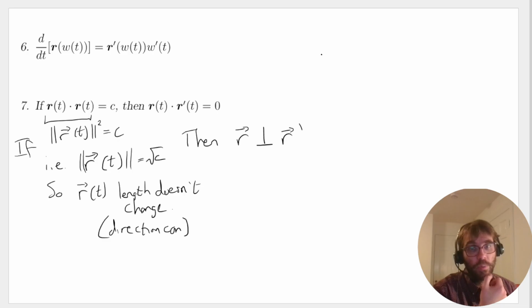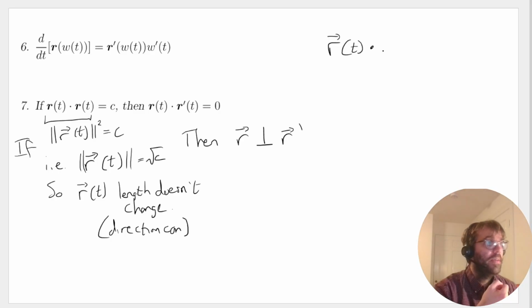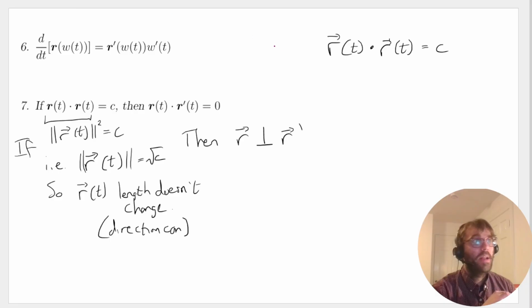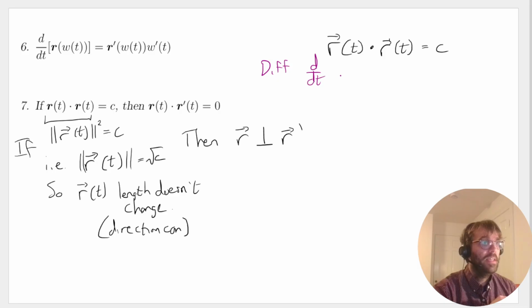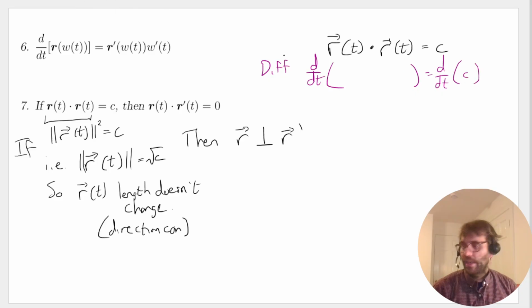Because it's actually just a really cool application of the product rule. I'm going to take this equation. If you know that r of t dotted with r of t equals c, then I'm going to do the same thing to both sides. I'm going to differentiate both sides. I'm going to do d dt on both sides. This is a valid thing to do. You're allowed to do it. I wrote the c in a color that I didn't want to write it in, but that's okay.